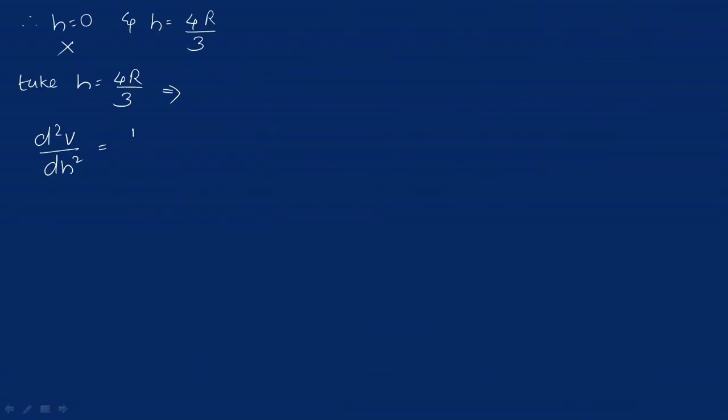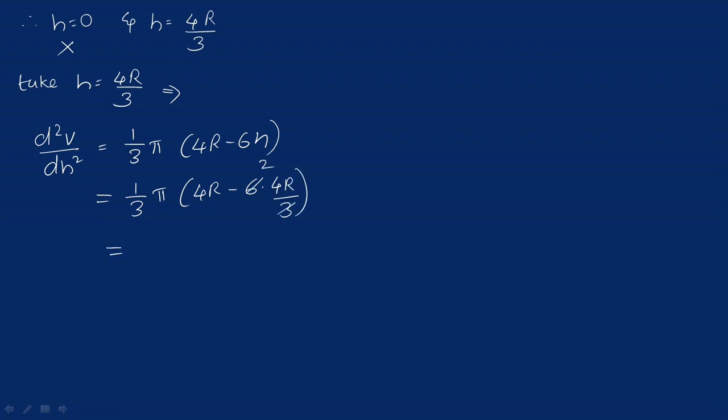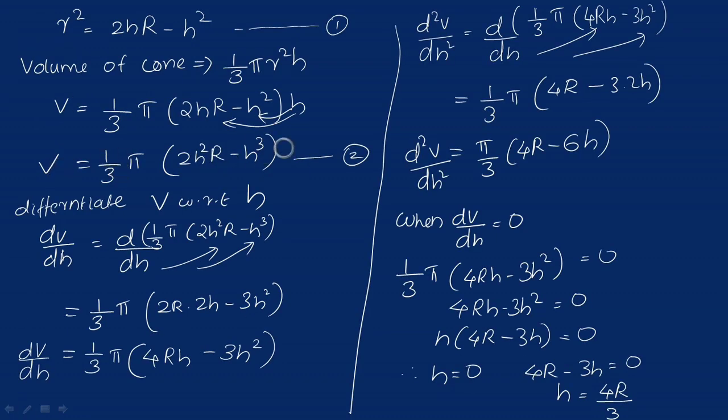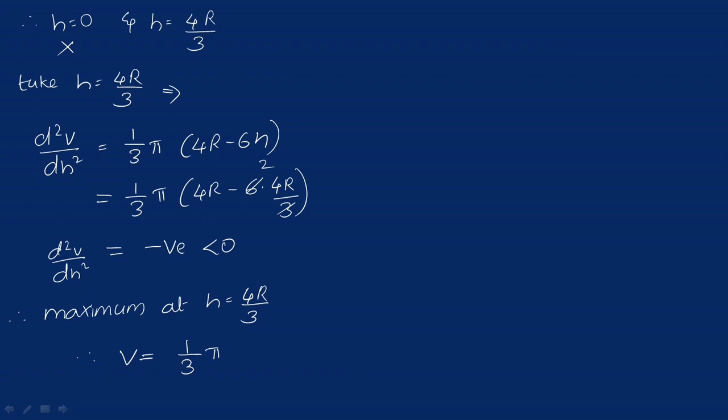So what is d square V by dh square, that is 1/3 pi into 4R minus 6h. So instead of h, we are applying the value 4R by 3, that is 1/3 pi into 4R minus 6 into 4R by 3, cancelling 6 and 3. We have 1/3 pi into 4R minus 2 into 4R, that is 8R. So when we solve the above, we will be having a negative quantity which is less than 0. So we can write we have maximum at h is equal to 4R by 3. Now we are going back to the volume, that is 1/3 pi into 2h square R minus h cube, the volume of the cone inscribed in the sphere.